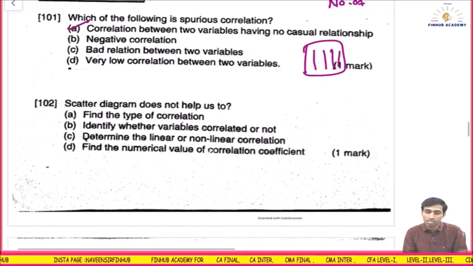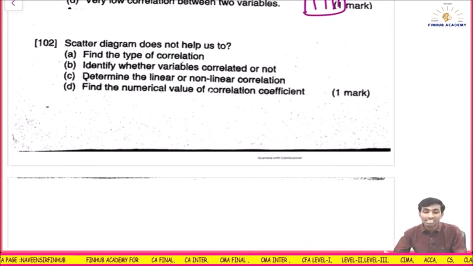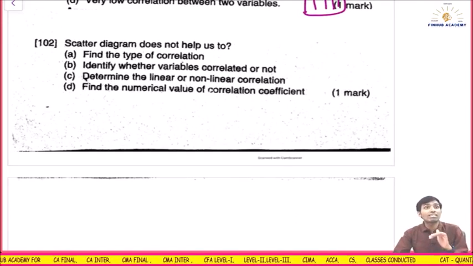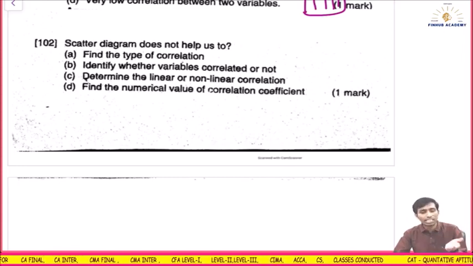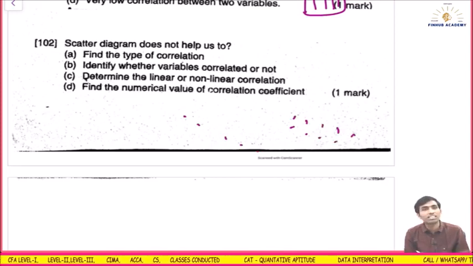Scatter diagram does not help us to find the type of correlation? No, we can find the type of correlation. It shows positive, negative. Identify whether variables are correlated or not? That also we come to know. Determine linear or non-linear correlation? It shows us: if it is linear, it will be in a straight line. Non-linear means it will be something like this. Correct now? Okay.